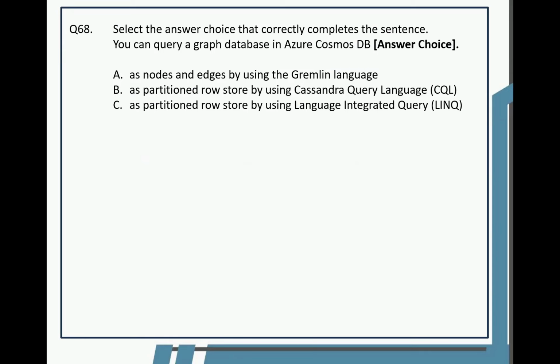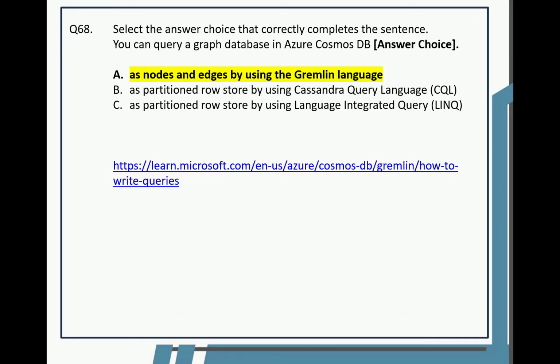Question number 68 is a fill in the blanks one, where you need to determine how you can query a graph database in Azure Cosmos DB. The options provided are as nodes and edges by using the Gremlin language, as partitioned row store by using Cassandra query language, as partitioned row store by using language integrated query. Now, folks, Azure Cosmos DB supports multiple APIs, and Gremlin API is used for graph databases. Graph data is represented as vertices, which are nodes, and edges, which are relationships.